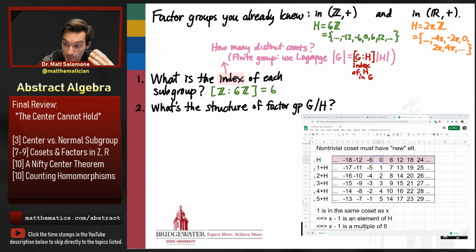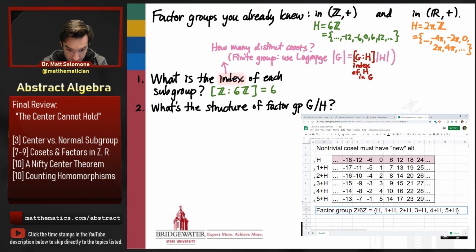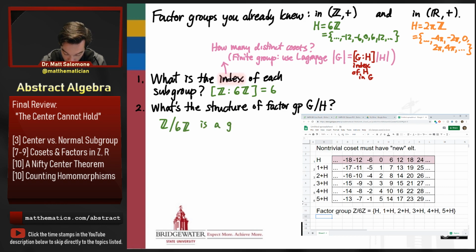The factor group is the group which we get by considering each one of these cosets to be an element rather than made up of different elements, right? And so my factor group, Z mod 6Z, has as its elements H, 1 plus H, 2 plus H, 3 plus H, 4 plus H, and 5 plus H, right? So those are the elements in my factor group, Z mod 6Z. So my factor group is a group of 6 elements. The index, again, tells me the order of the factor group. It is a group of order 6.